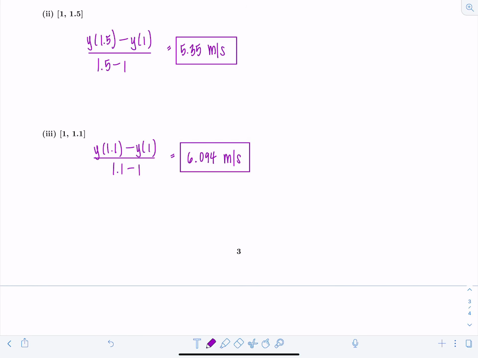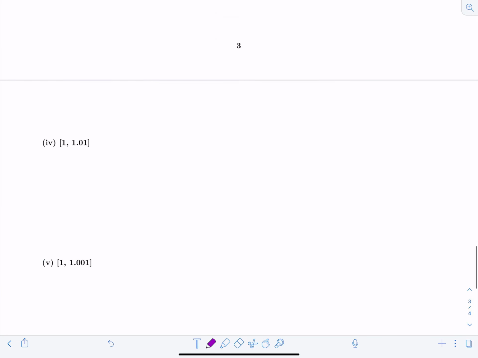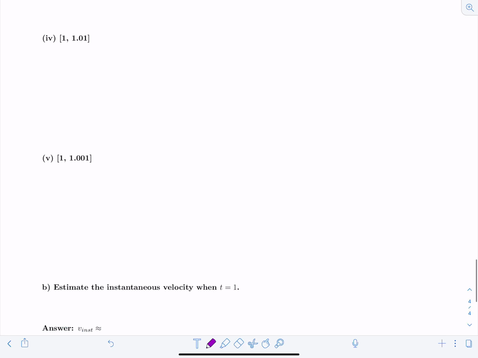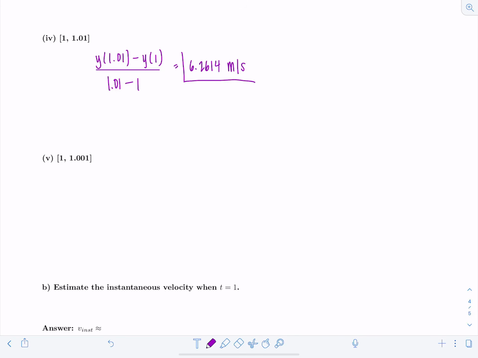Good. All right, let's keep going. Let's make that interval super tiny. Part 4. We'll look at the interval from t equals 1 to t equals 1.01. My goodness, you could barely blink in that time. So that's y of 1.01 minus y of 1 divided by 1.01 minus 1. So this is 6.2614, again, meters per second.